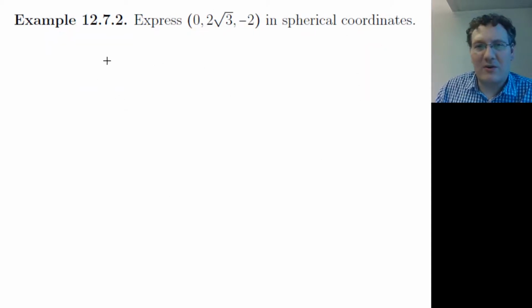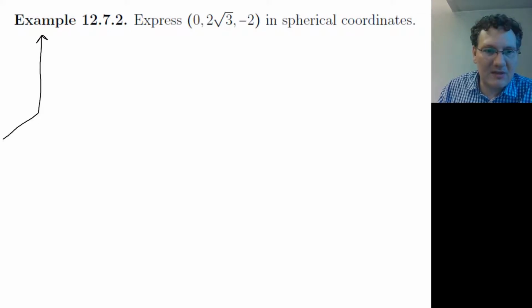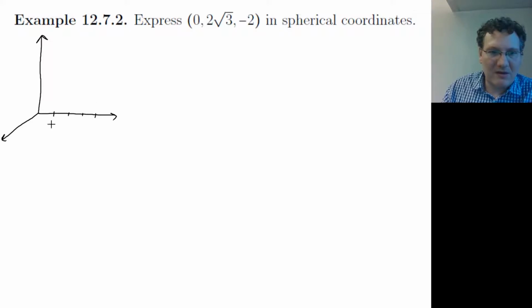And then, as another conversion, let's convert this point to spherical coordinates. It may be useful to sketch it a little bit to see where this thing is. The x value is 0. The y value is 2 root 3, which is a little less than 4-ish. So I'm going to put the point here.